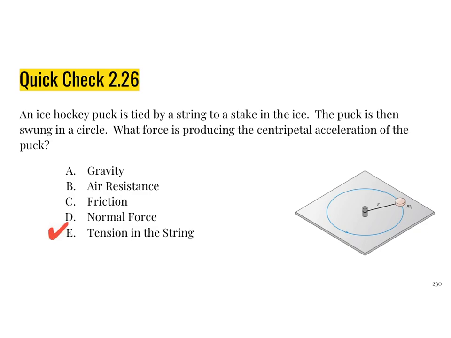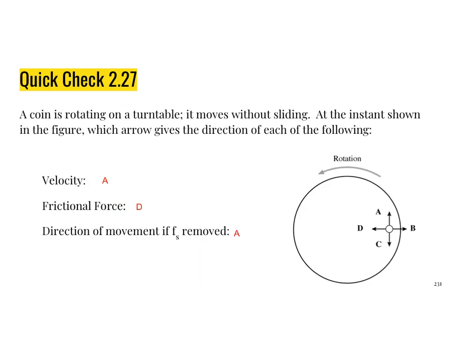Another quick check. A hockey puck is tied to a string, to a stake in the ice. The puck is then swung in a circle. What force is producing this centripetal acceleration? Again, it's going to be this rope right here. There's this tension that's causing it to go in a circle.